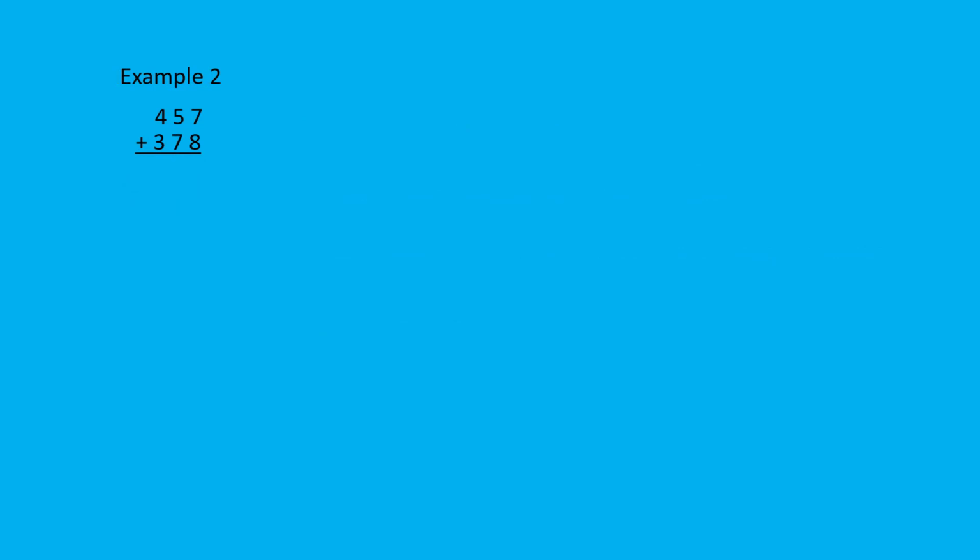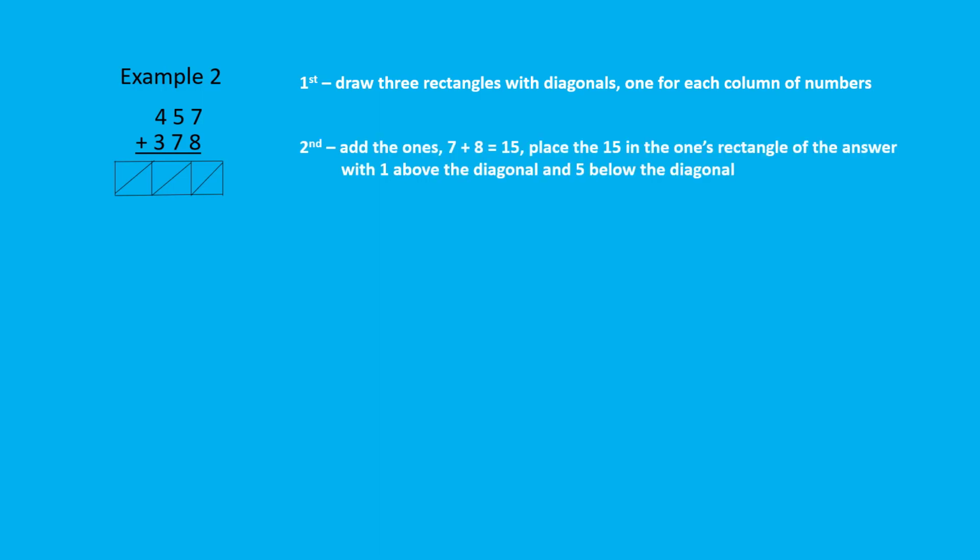Example 2. Let's take 457 plus 378. First, draw three rectangles with diagonals, one for each column of numbers. Second, add the ones. 7 plus 8 equals 15. Place the 15 in the ones rectangle of the answer with 1 above the diagonal and 5 below the diagonal.